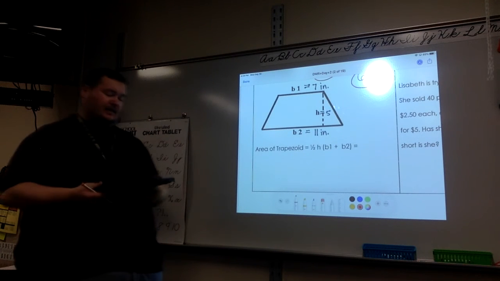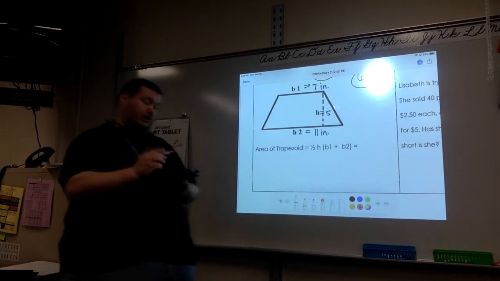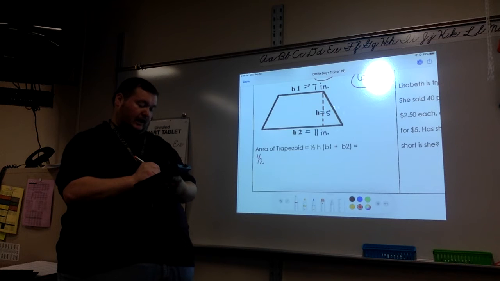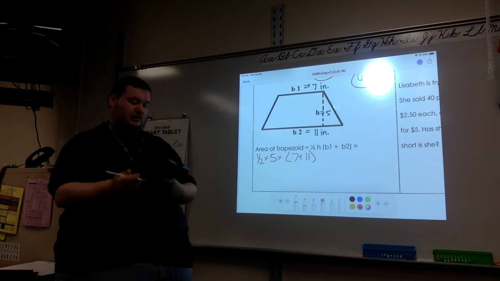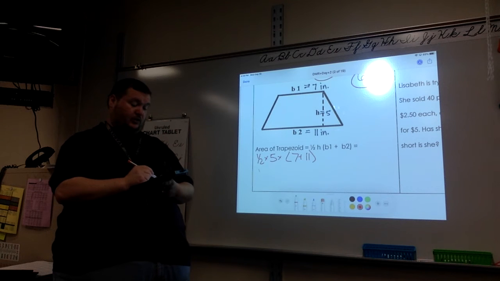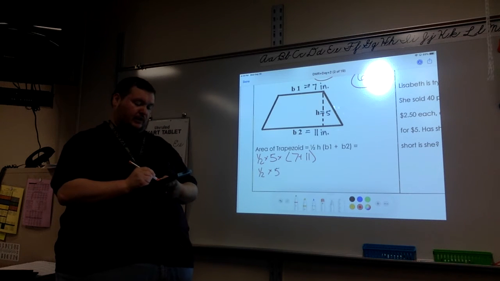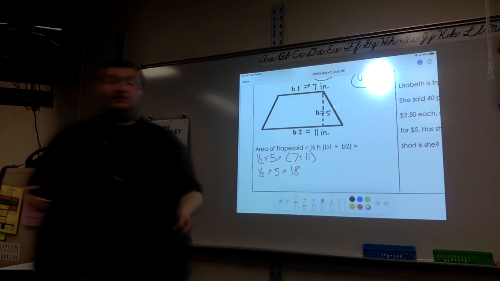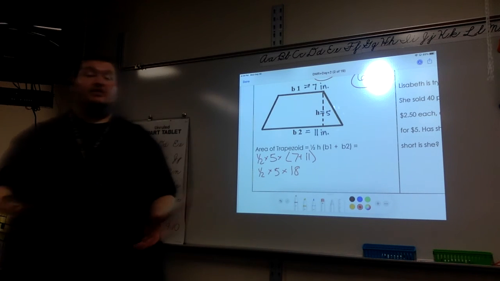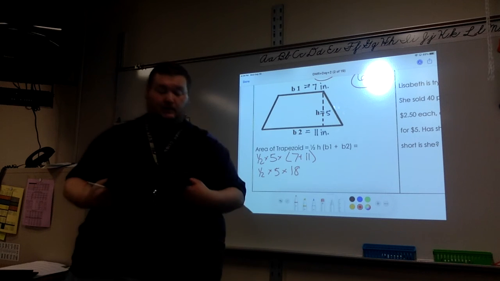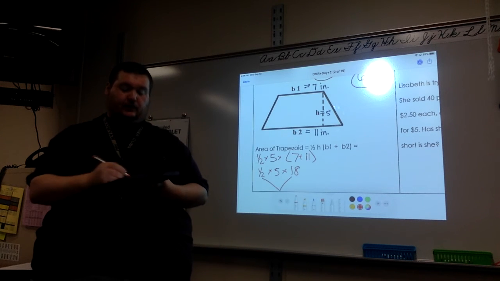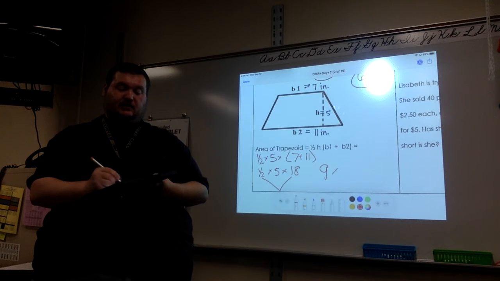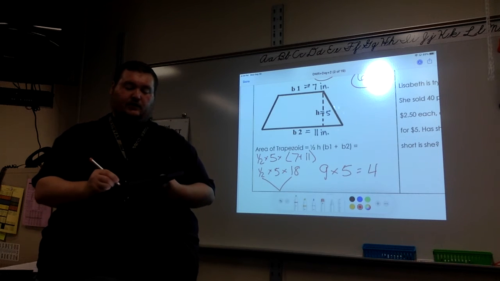1/2 times height times the sum of base 1 and base 2. Just plug your numbers in before you do anything. 1/2 times 5 times 7 plus 11. Let's do the parentheses first. You always do that first. 1/2 times 5 times 18. Here's what I suggest. It's always easier to do 1/2 of an even number. So let's do 1/2 times 18 first. 1/2 of 18 is 9, and then we still have times 5. And 9 times 5 is 45 inches squared.